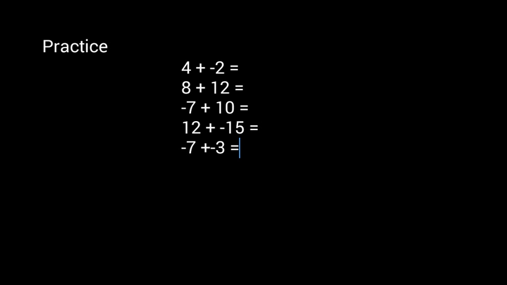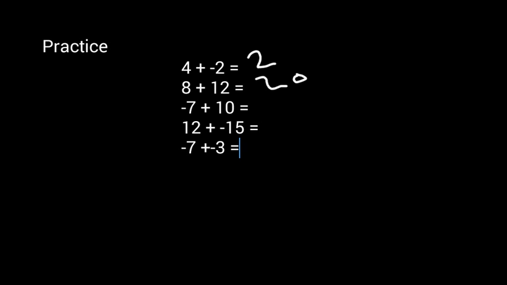Okay, here we go. 4 plus negative 2. There's more positives. The answer is positive. 4 minus 2 is 2. 8 plus 12. They're both positive, so you just add them. 8 plus 12 is 20. Been doing that since kindergarten.